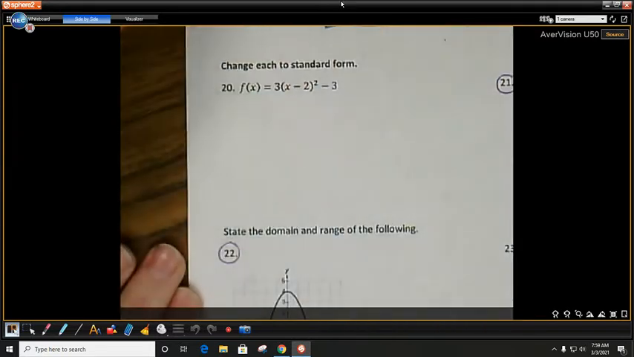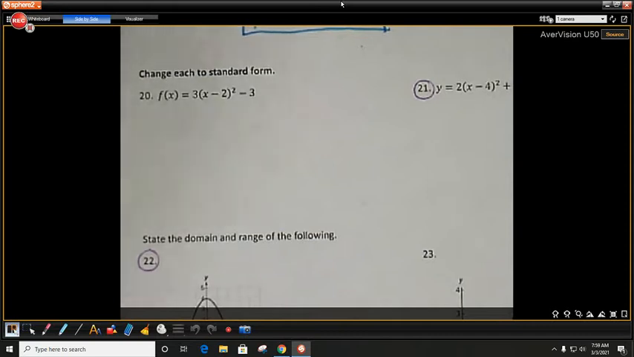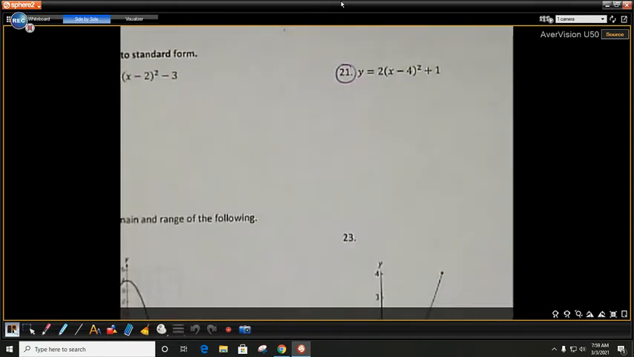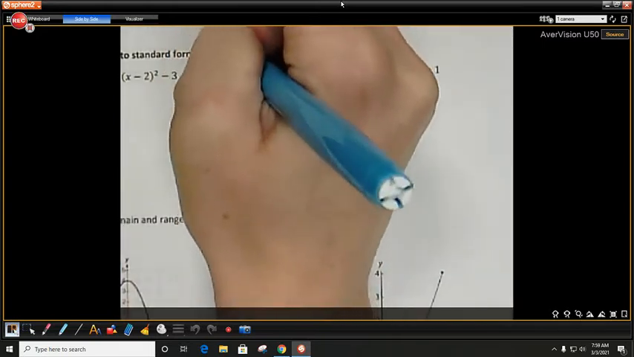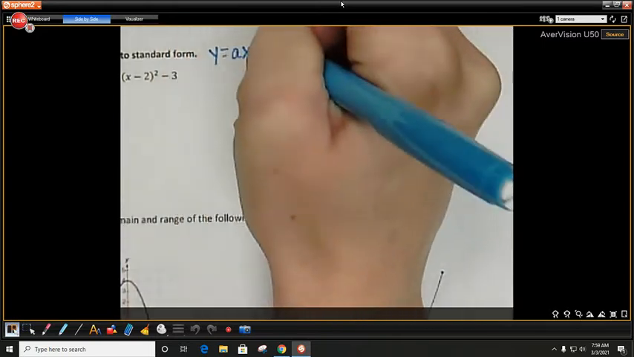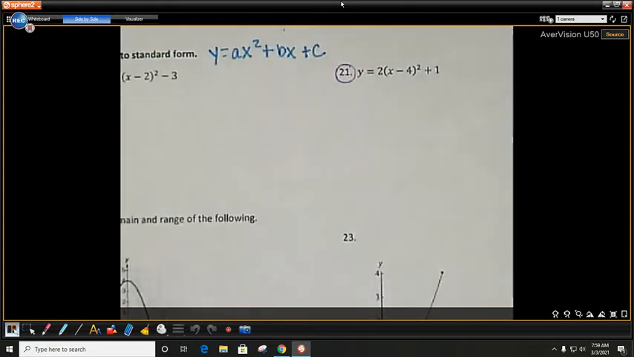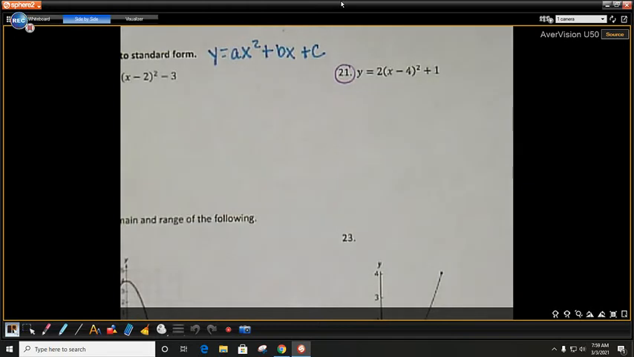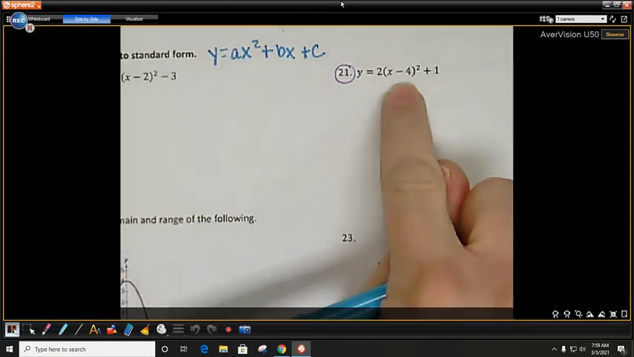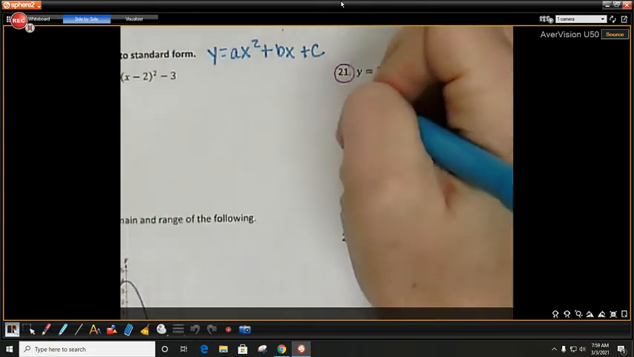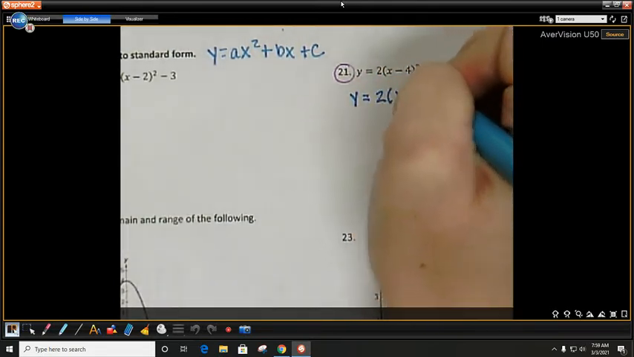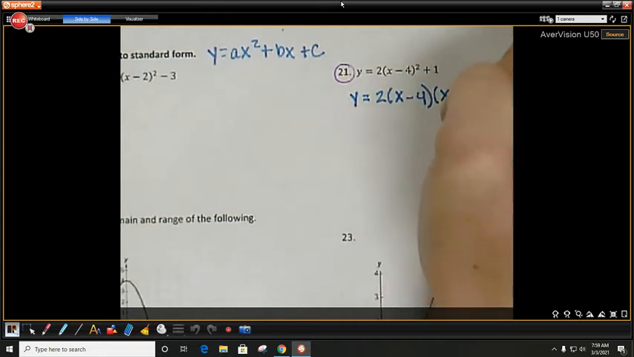So that is how you write your equations. Now we are going to have our equation in vertex form, and we are changing it to standard form. Remember, standard form is y equals ax squared plus bx plus c. Okay? So essentially what we need to do to get from vertex form to standard form is get rid of the parentheses. Remember, when you have parentheses to the second power, write your parentheses out twice. So I have y equals 2 times x minus 4 times x minus 4 plus 1.